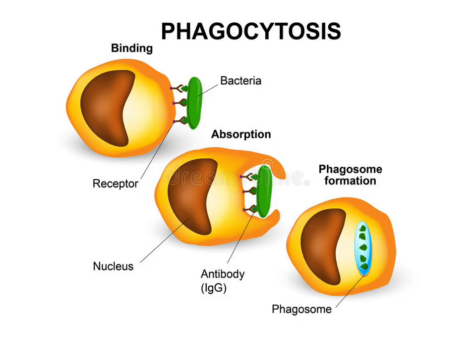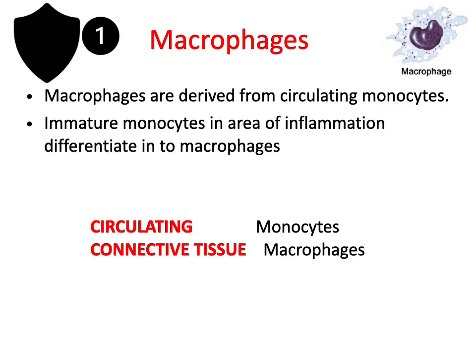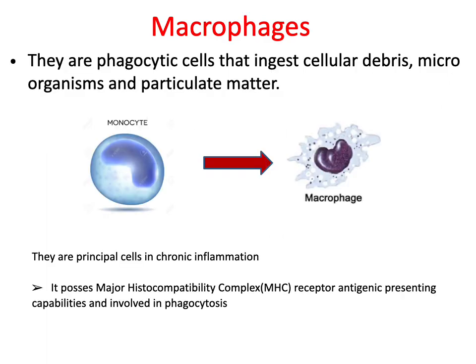This is the way the bacteria is phagocytized by the neutrophils. The second one, which comes as the first line of defense, is macrophages. The macrophages are derived from the circulating monocytes. If it is circulating, it is known as monocytes. If it is present in the connective tissue, it is known as macrophages. The macrophages ingest the cellular debris and microorganisms and particulate matter.